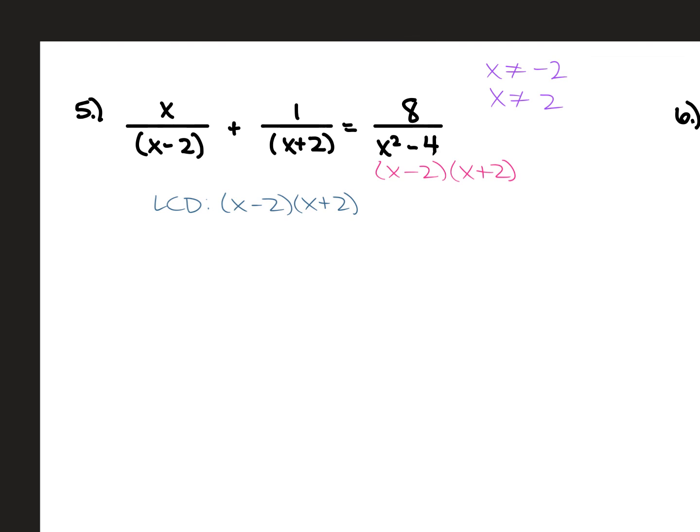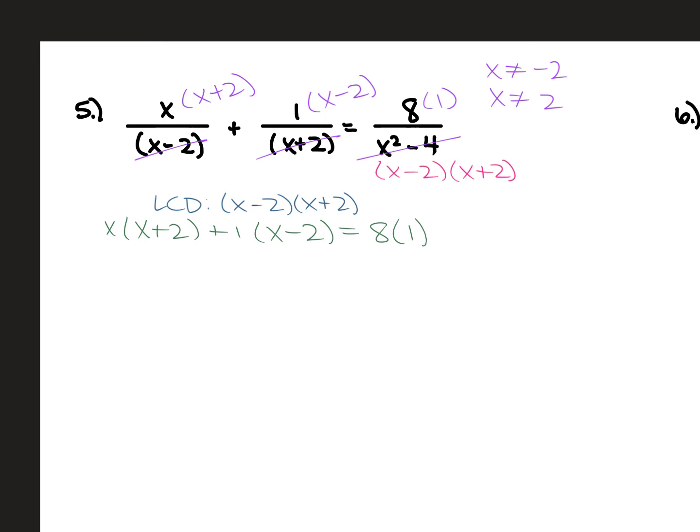So we're going to multiply everything by our least common denominator. The x over x minus 2 times the least common denominator. The x minus 2 is in that, so the only thing we're multiplying x by is x plus 2. The 1 over x plus 2 is in our least common denominator, so the 1 we multiply by x minus 2. The 8 is over our least common denominator, so we're going to cancel that out and just multiply the 8 by 1. So that's going to give us x times x plus 2 plus 1 times x minus 2 is equal to 8 times 1.